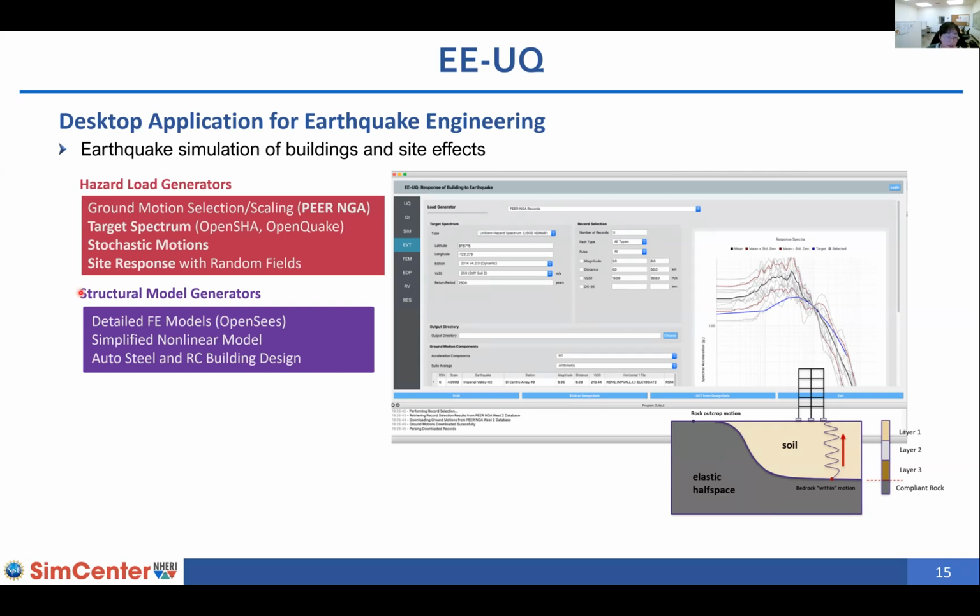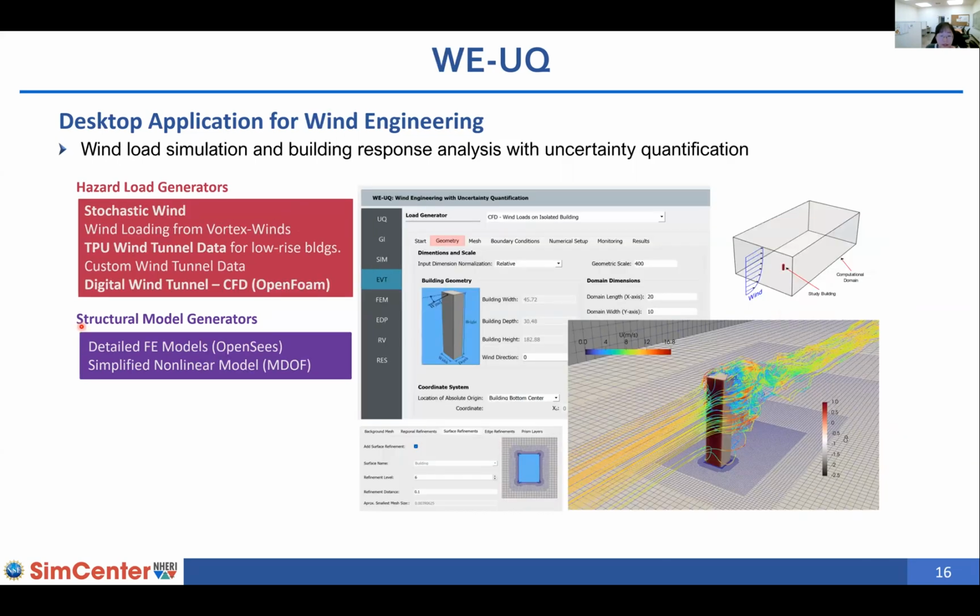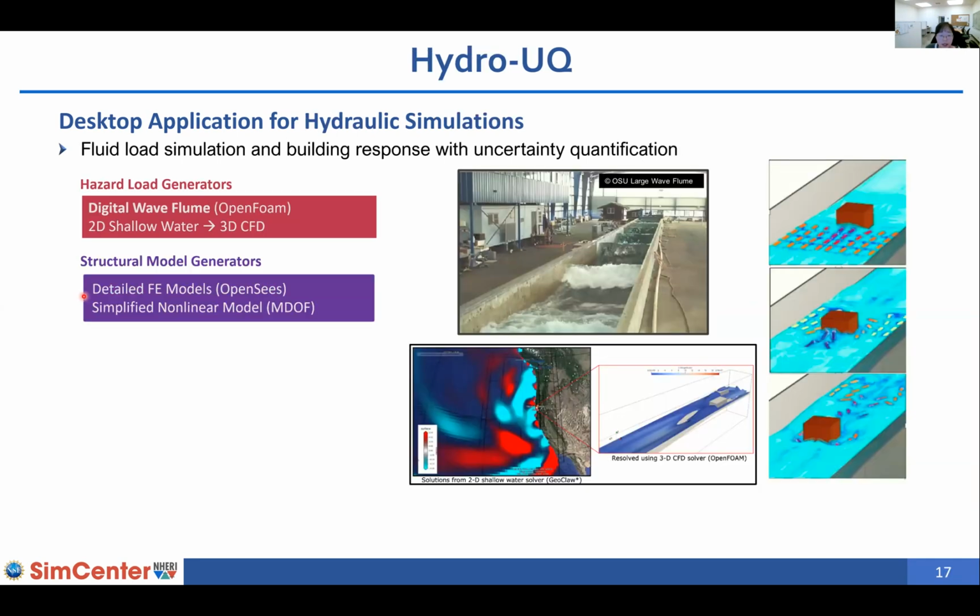For the structural model, we have some very simplified moment frame models, but the user can also import detailed FEA models. And a similar thing for WUQ. Here, recently we are really focusing on a digital wind tunnel to make CFD simulation much easier. We are developing some user interfaces to let the user run CFD simulations much easier. And a similar thing for HydroUQ: to simulate storm surge or tsunami, we are relying on CFD simulations.